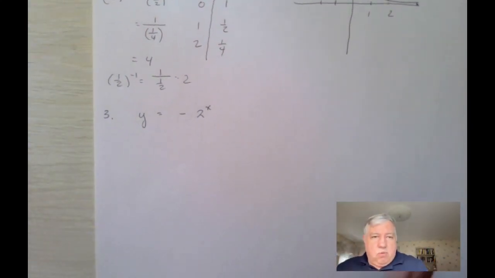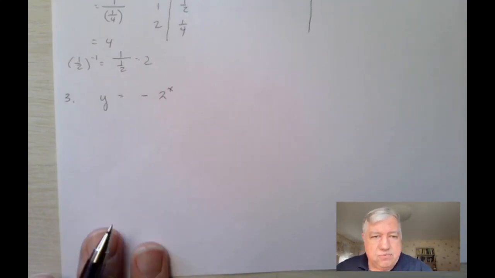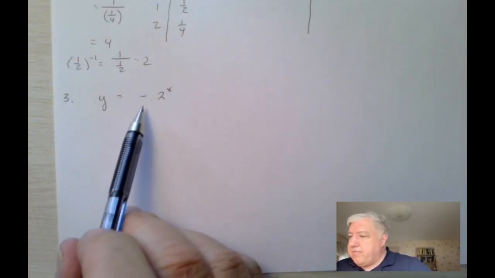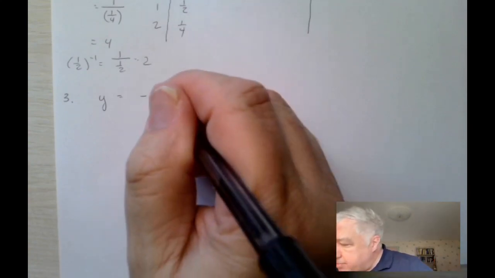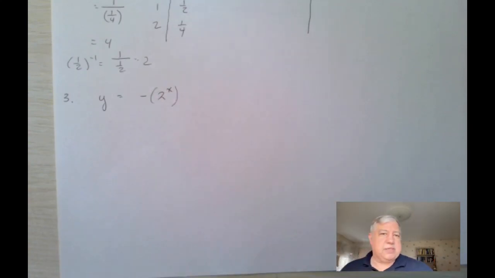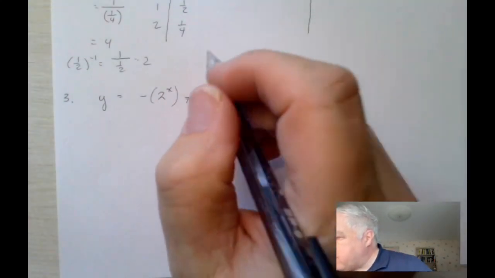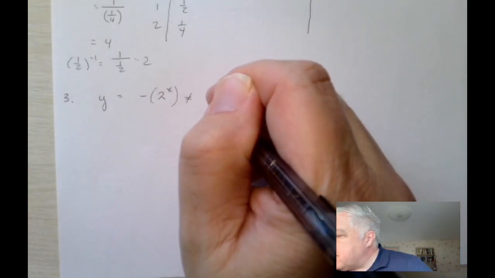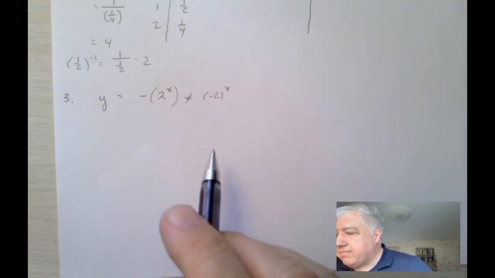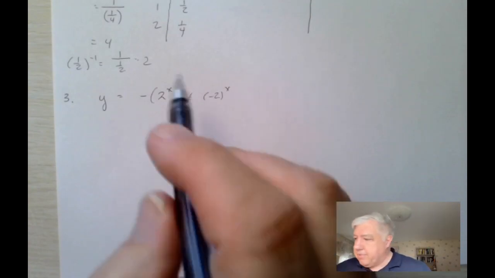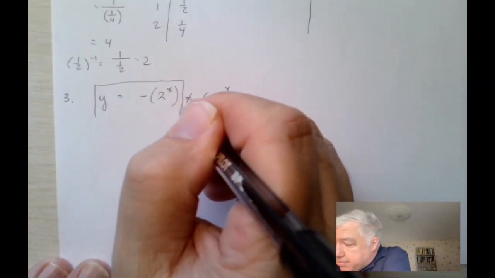If we look at y equals negative 2 to the x, first we have to be very careful because this negative is not part of this 2. We're just computing 2 to the x and sticking a minus sign in front of it. We are not taking negative 2 raised to the x. So this is not equal to (minus 2) to the x. These are different, so we're just focusing on this one.